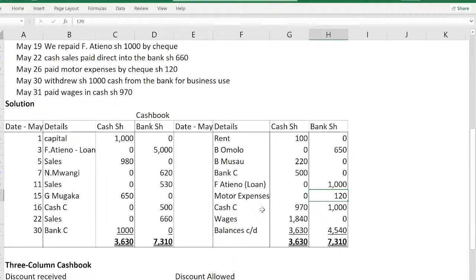So we also have this, another contra. So we withdrew cash from the bank, we withdrew 1,000. And also now the bank contra on the left side, which was for business use, we're also going to indicate the 1,000 shillings. Then we also paid wages in cash. So the cash we're also going to indicate here, for 970.